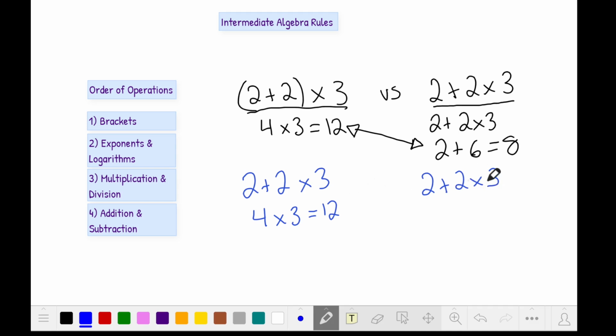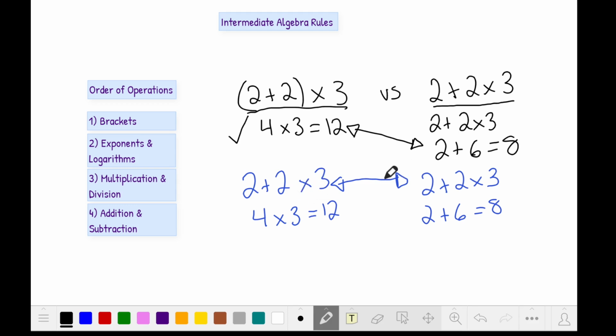And here we did the multiplication first. So we had 2 times 3 first. So we have 2 plus 6 equals 8. Now in the blue case, there is no bracket like there was in the black case. In the black case, we had very clear instructions: we want to do the addition first, then the multiplication. So we know that this answer down here is the correct one.